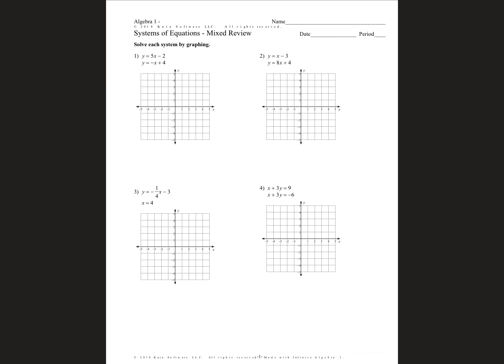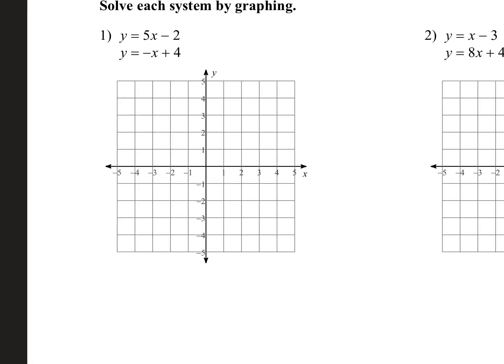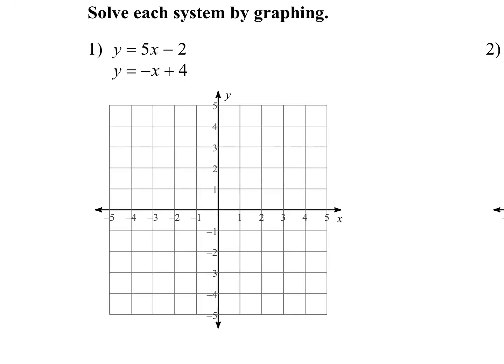All right, so here we're going to solve the system by graphing. Let's do number 1. So we're going to solve each system by graphing. In our first equation, we're just graphing the first line. So what's our slope? 5x, 5. And what's our b or y-intercept? Negative 2. So we want to put a point at negative 2 first.